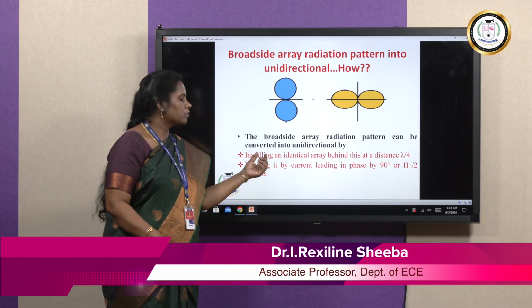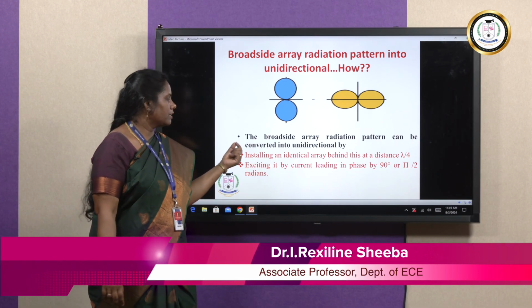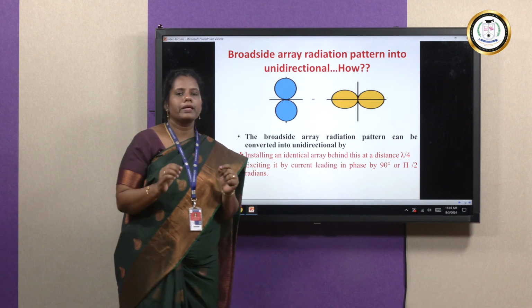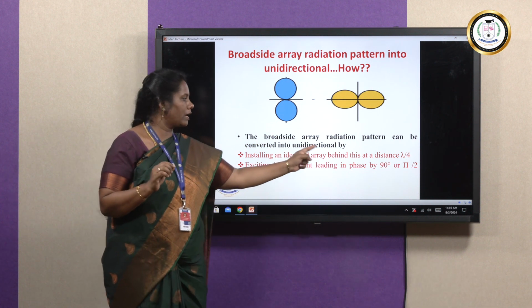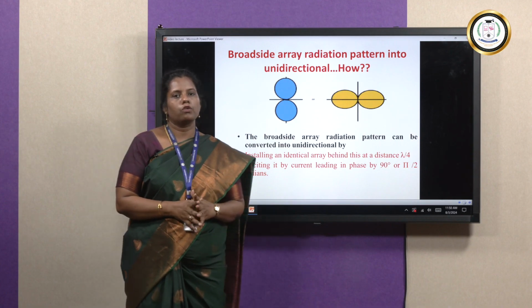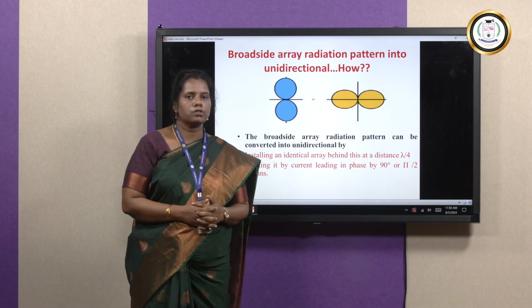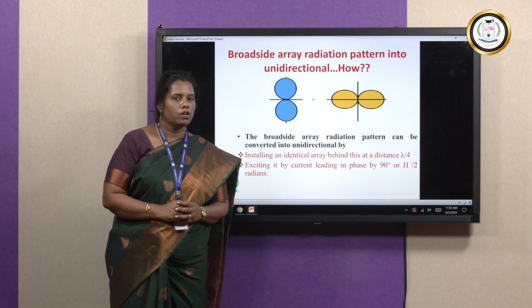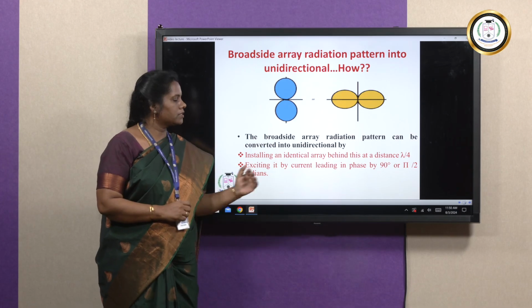How? Two points: one is that the spacing between the identical antennas is kept at lambda by 4, and it is excited with 90 degree phase. If these two conditions are satisfied, the bidirectional radiation pattern can be converted to a unidirectional pattern. Hope everyone has understood. If you do the analysis step by step, we will understand it very well.